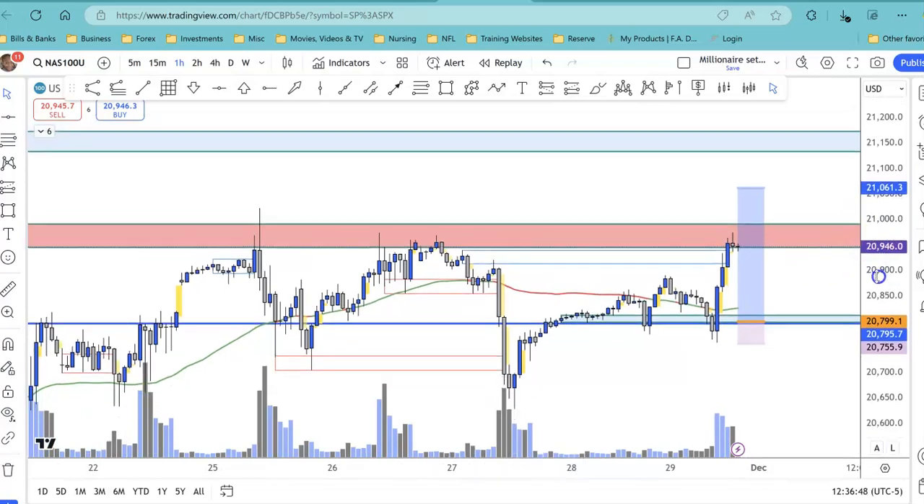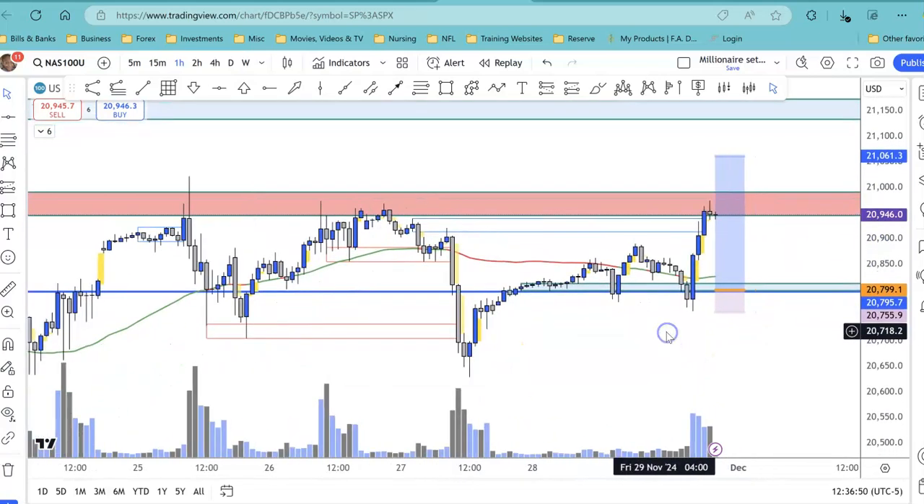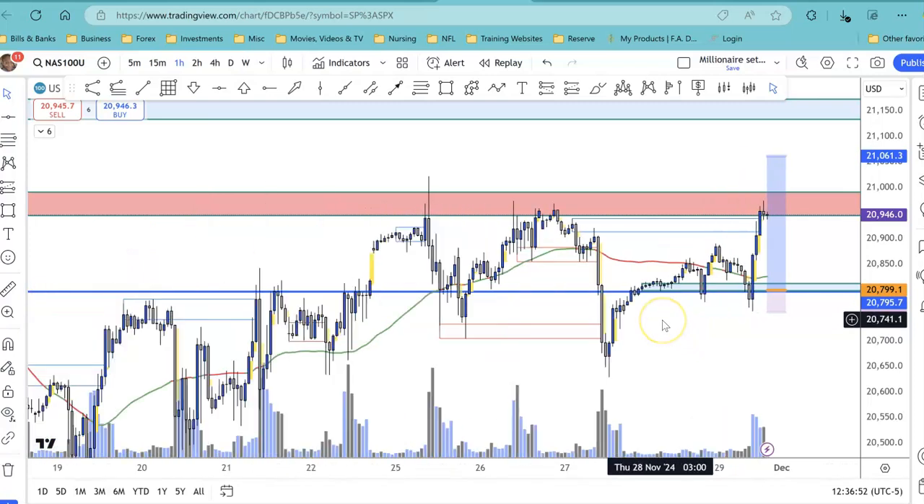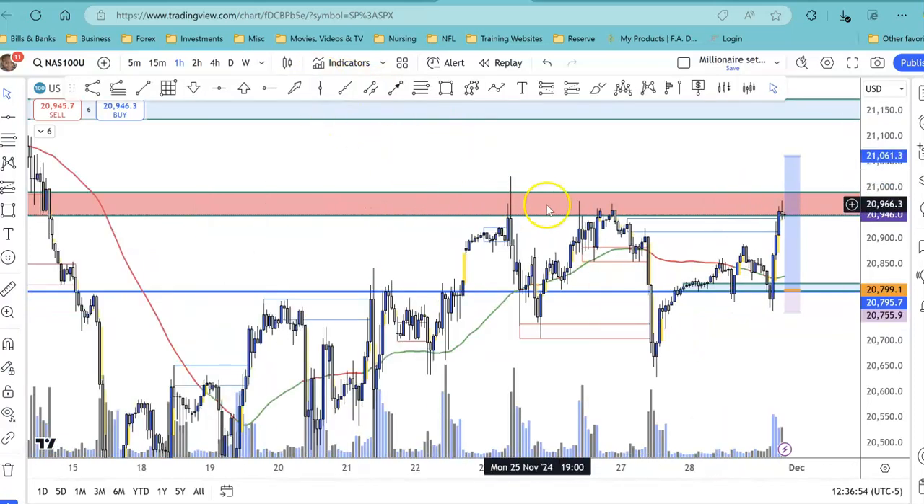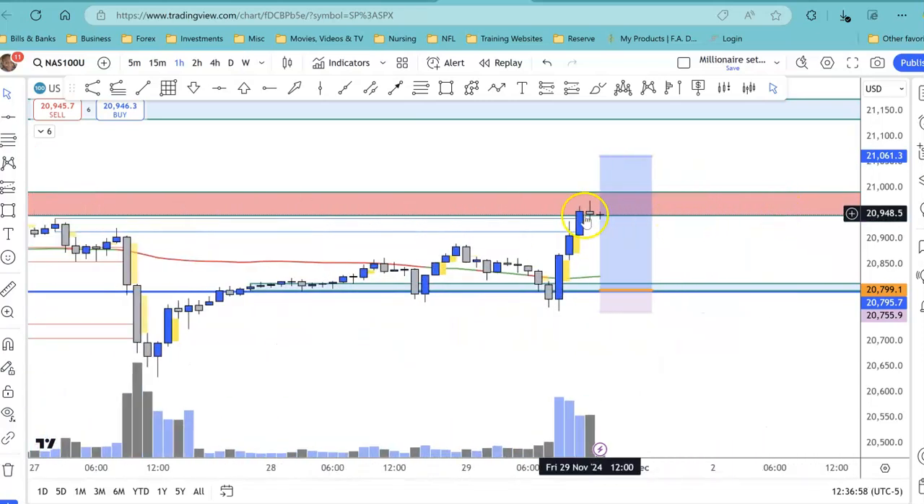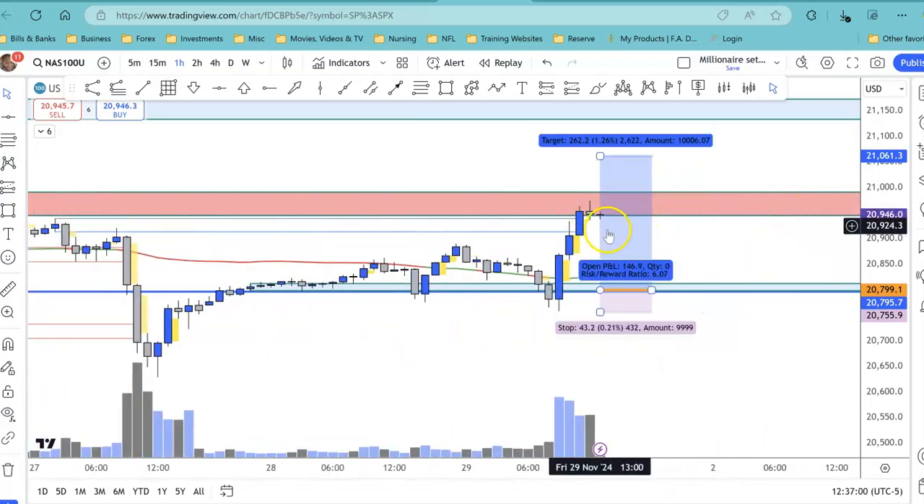So one of the things you can do to monitor your trade is set alerts. So when this market gets here, you can set an alert and see what it's doing, if it's resisting or is it breaking through or violating that zone.